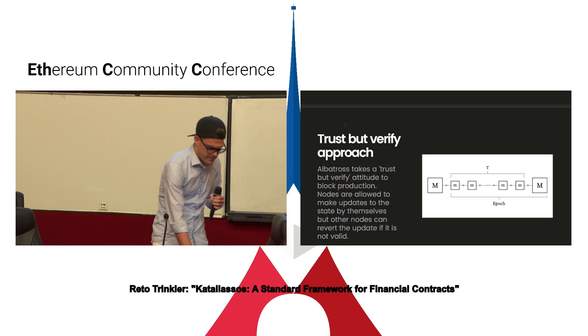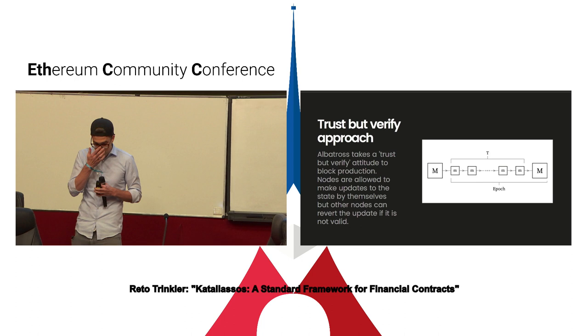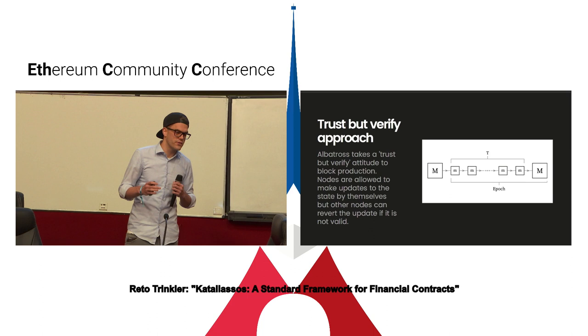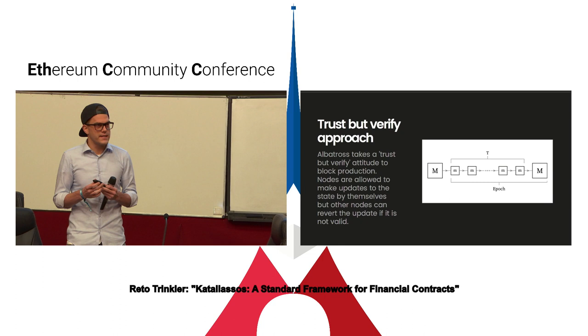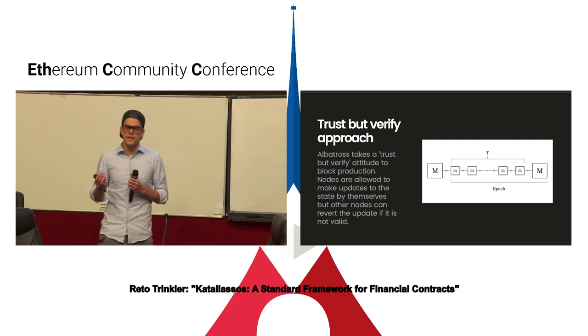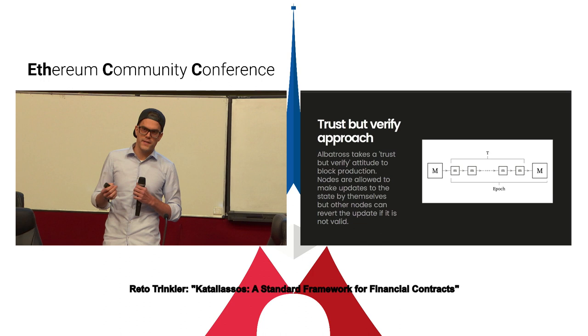So Albatross is essentially a mix between PBFT and proof of stake. It uses PBFT to create macro blocks. The macro blocks don't contain any transactions. They just define a validator set. That validator set is determined based on stake.